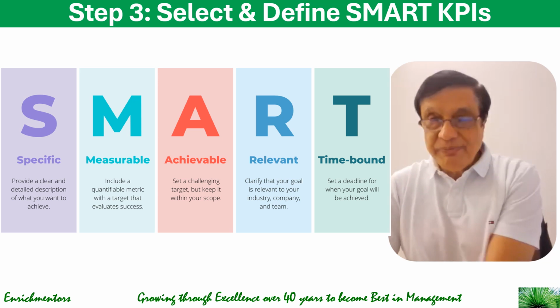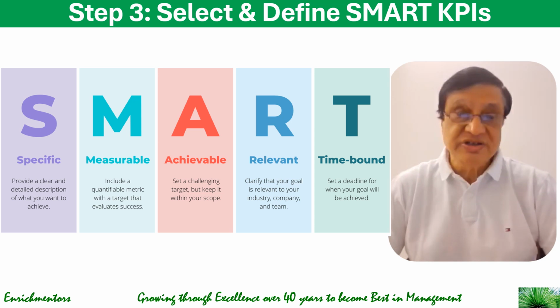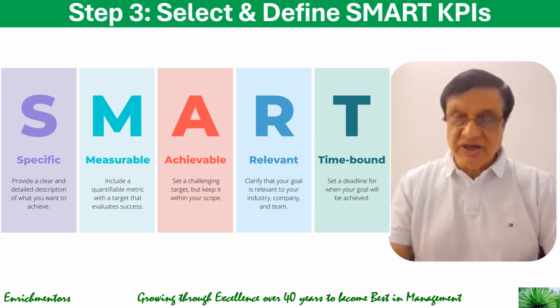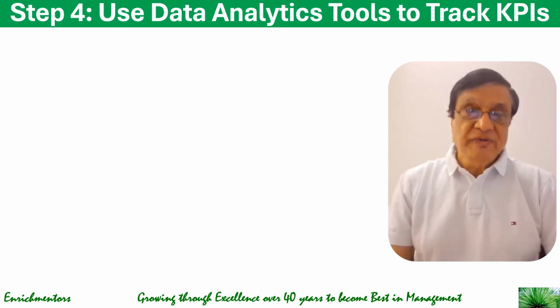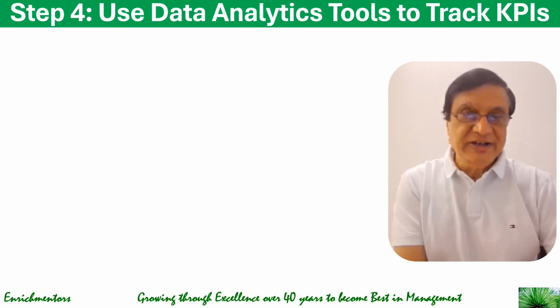So a good example of that would be, instead of tracking increased customer engagement, a SMART KPI would be increase website conversion rate by 2% to 4% within 6 months. So that's how you need to select and define the SMART KPIs. The fourth would be to use data analytics tools to track KPIs.